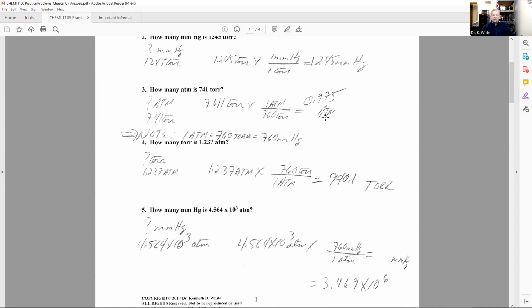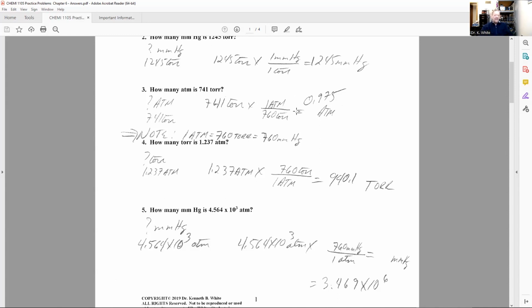Time again to use your good buddy, your good friend, unit analysis. And whatever we're trying to get to, the atmospheres, goes on top of this ratio. Whatever we're trying to get rid of goes underneath. And where do we get those numbers? 1 atmosphere equals 760 torr. Now the 1 and the 760 torr are exact numbers.